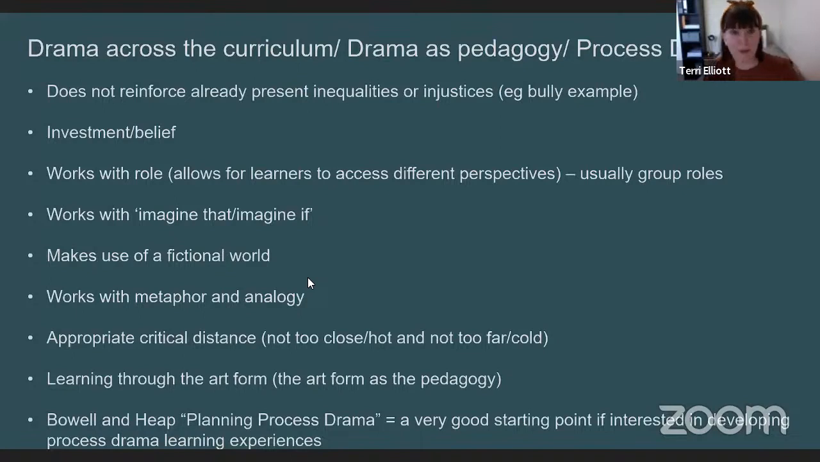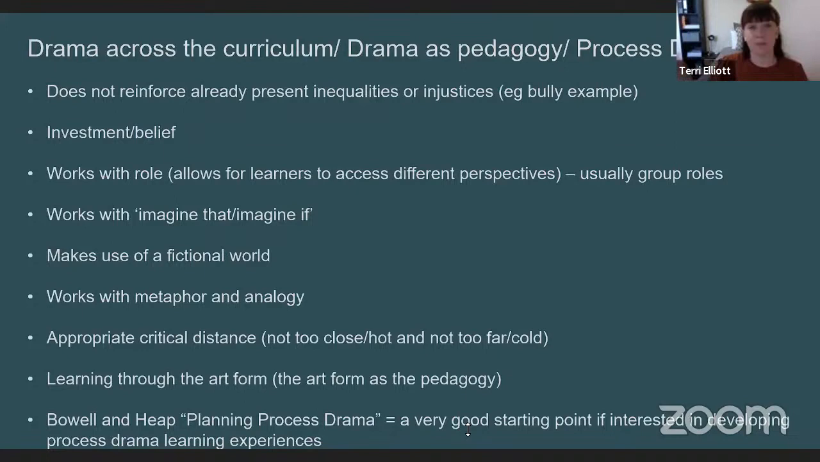And usually when I'm asked to teach this and people say, we'll give you one lecture to teach it, I quite vehemently say no, because what often happens is that when people get an introduction to using role, they then often use it to actually reinforce already present inequalities or injustices. So for example, they might say, divide into partners. Let's have person A, person B, if they're trying to teach about bullying in the class. Person A, imagine that you are a bully.